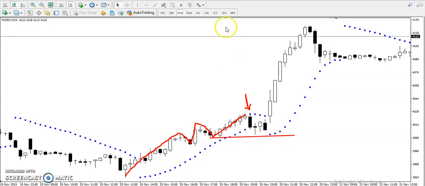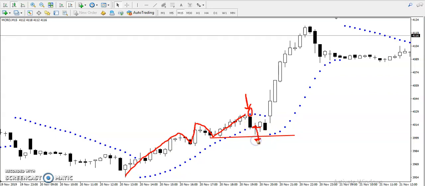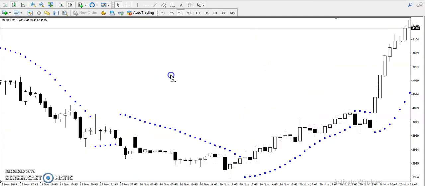Now we have seen parabolic SAR appearing here. We are never going to take a sell in this area. We must wait for the break of this supporting line, right? So let me show you another example here.